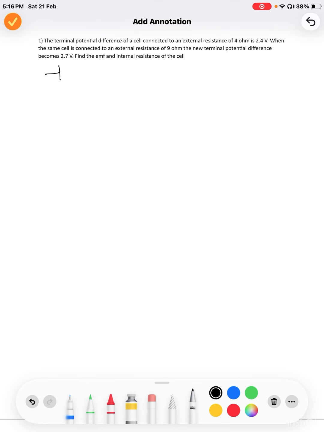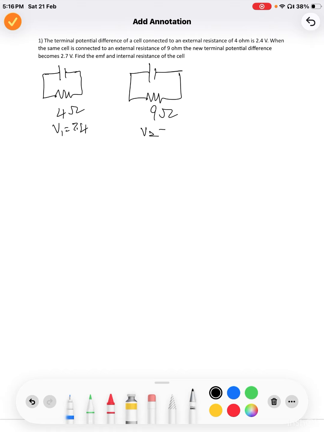So yavaga nanu ondu cell na connect ಮಾಡಿದೆ to a resistance of 4 ohm, it provides potential of 2.4 volt. If the same cell is connected to another resistor of 9 ohm, it gives the potential of 2.7 volt. So ಇಲ್ಲಿ ನಾವು ಕಂಡುಹಿಡಿಯಬೇಕಂದ್ರೆ what is the EMF of the battery or a cell and internal resistance of the cell. So we are using the same cell. When the same cell is connected, if the same cell means E1 should be equal to E2.